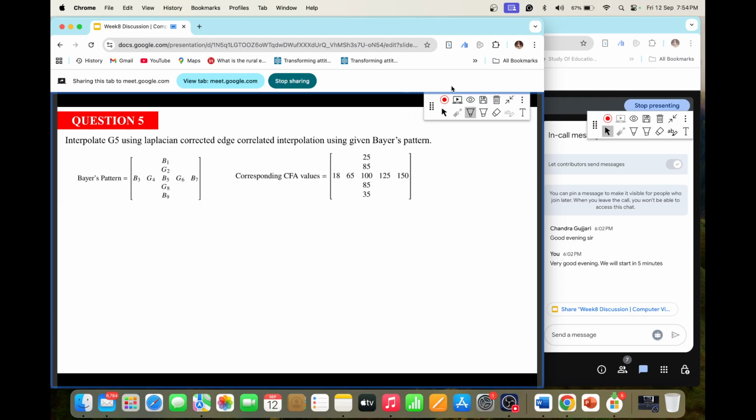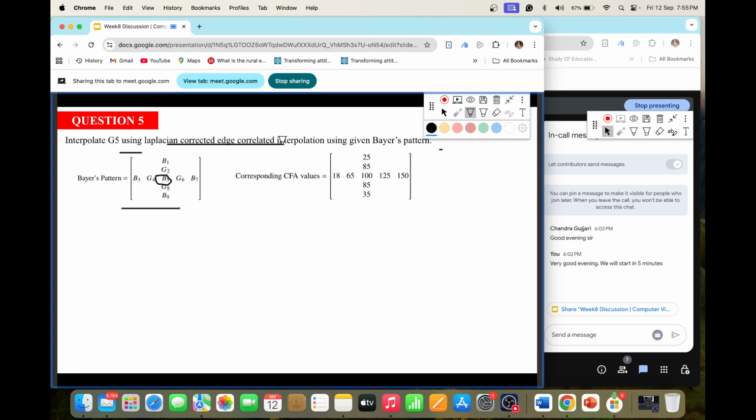Interpolate G5 using Laplacian corrected edge correlation, interpolation using the given Bayer pattern. Okay, so this Bayer pattern is given and we have to calculate G5. G5 is the missing position. B5 is given, G5 is not given, and we have to calculate G5 using Laplacian corrected edge correlation.